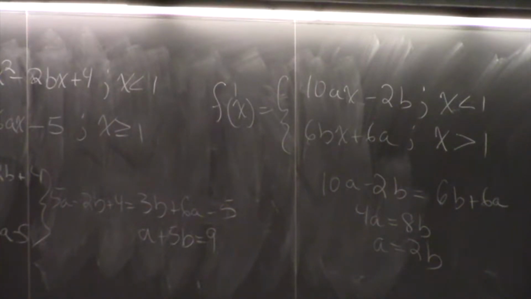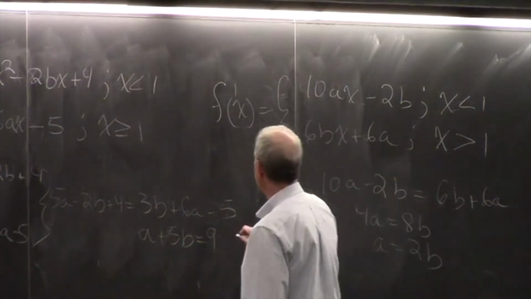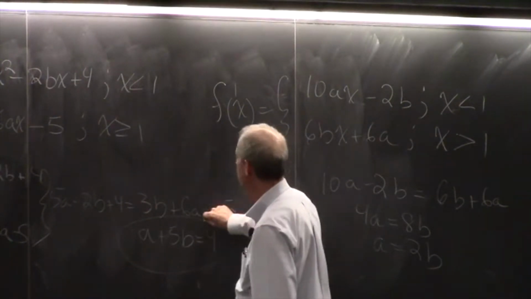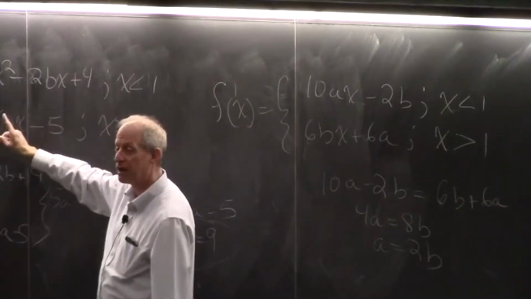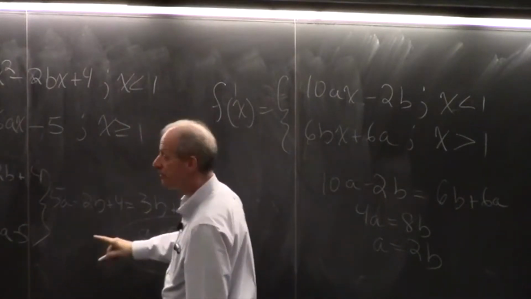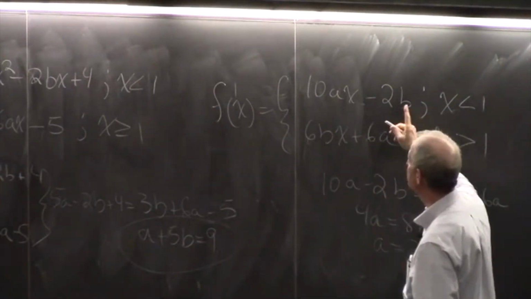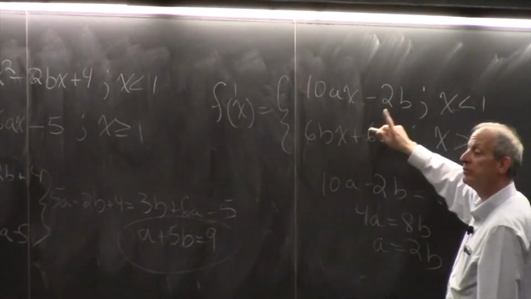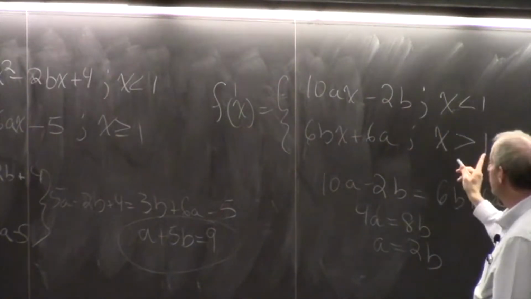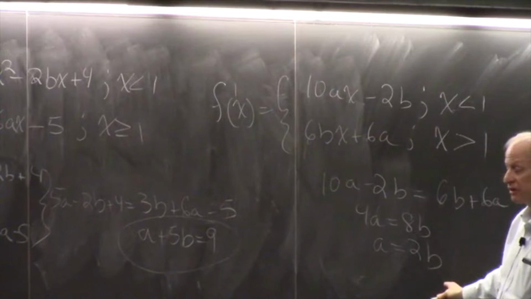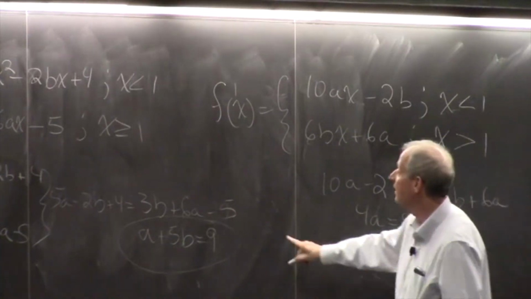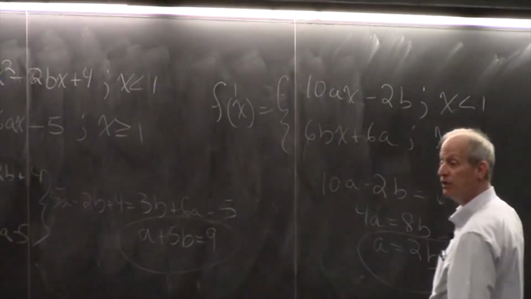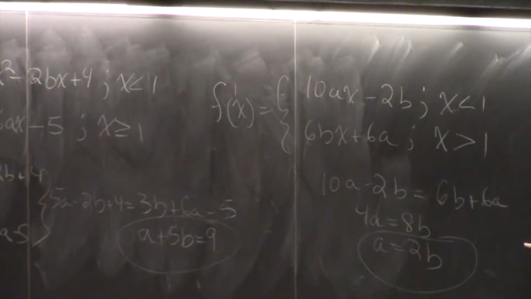Now we have two equations. We get this equation by plugging 1 into the top and bottom and setting them equal to each other. We got this equation by taking the derivative of the top and bottom, plugging 1 into each, and setting them equal. Now we have a has to be 2b, and a plus 5b has to equal 9. You can solve these rather easily.